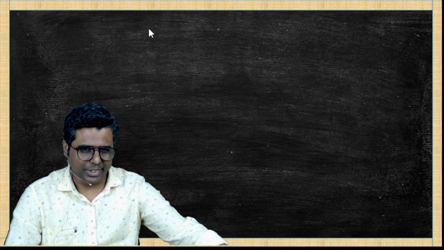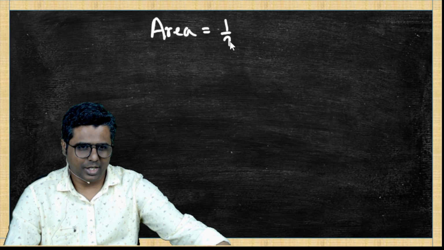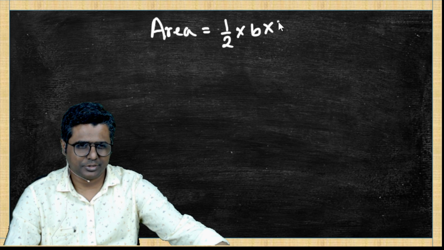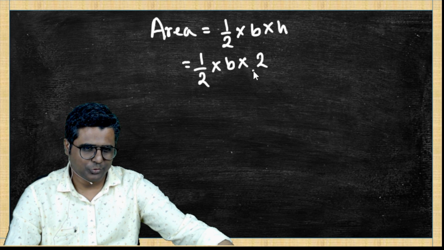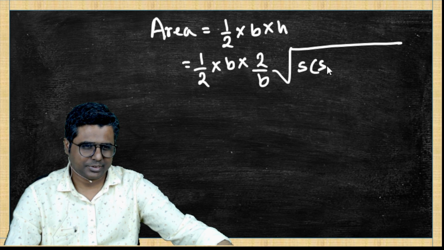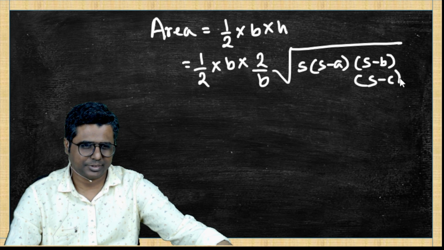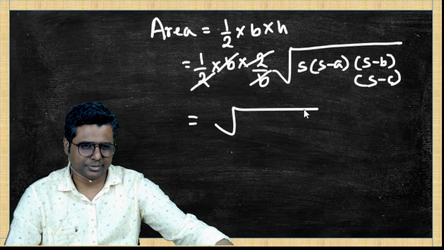Our area of the triangle is half into base into height. Height is 2 by b, root of s into s minus a, s minus b, s minus c. Everything else by the grace of God is completed.